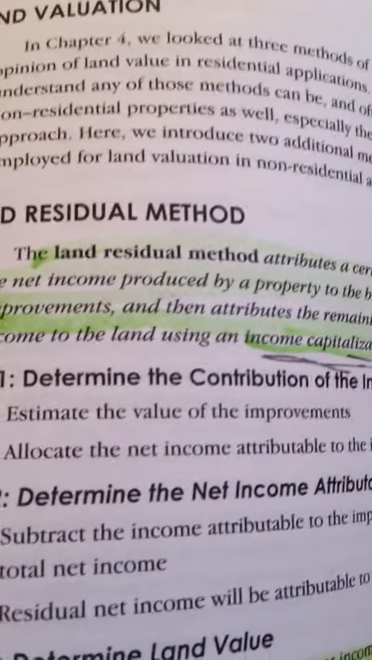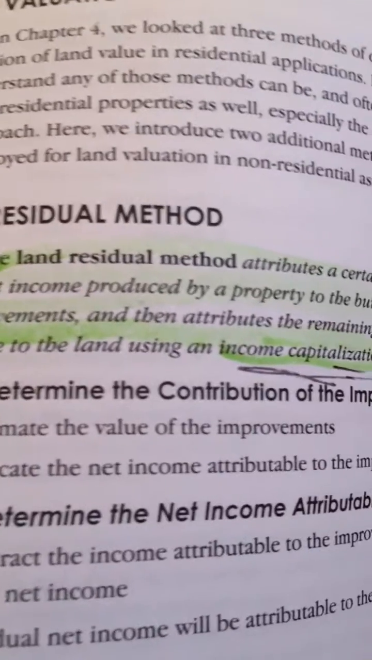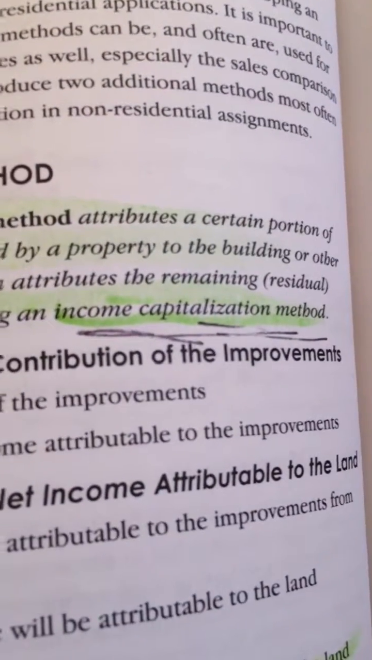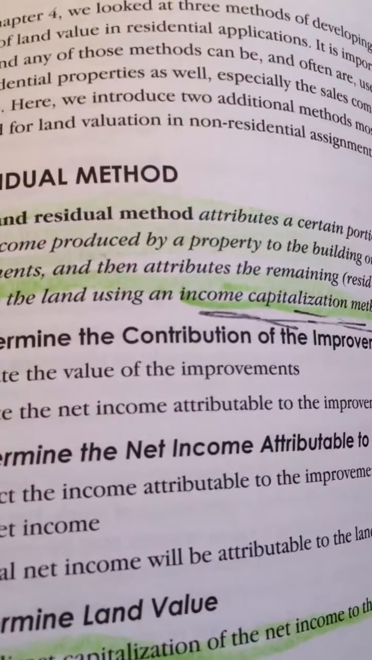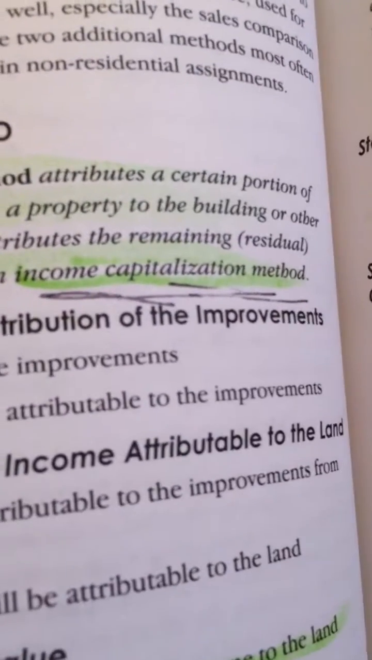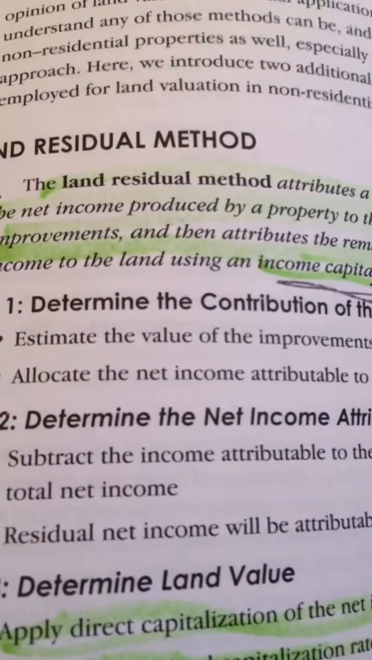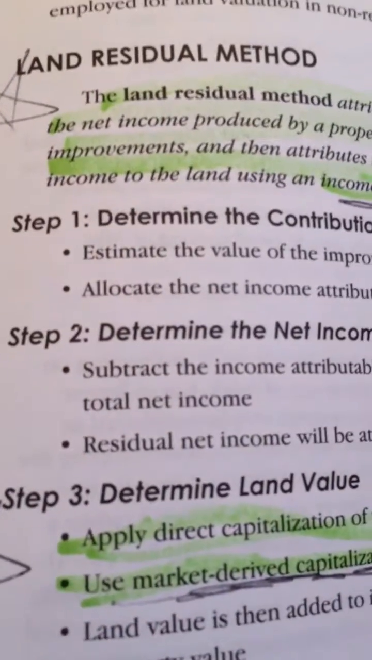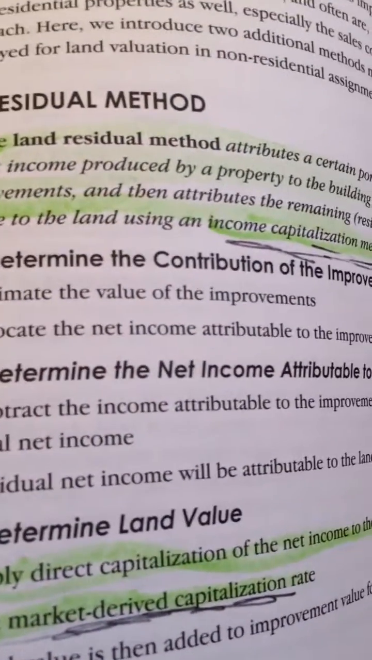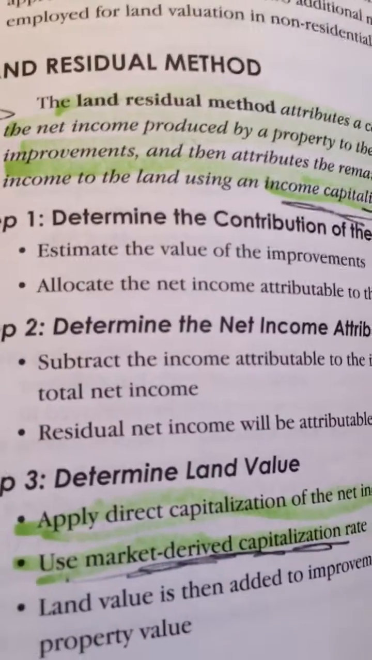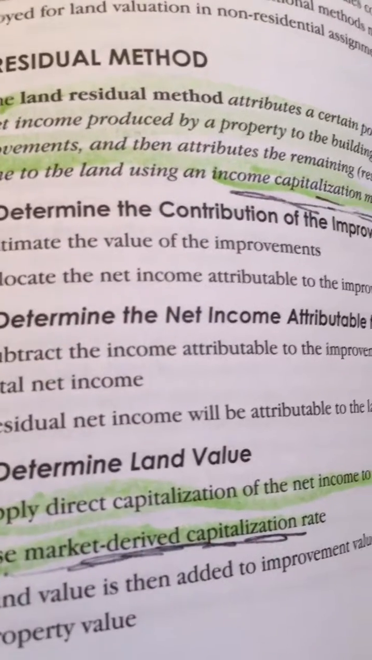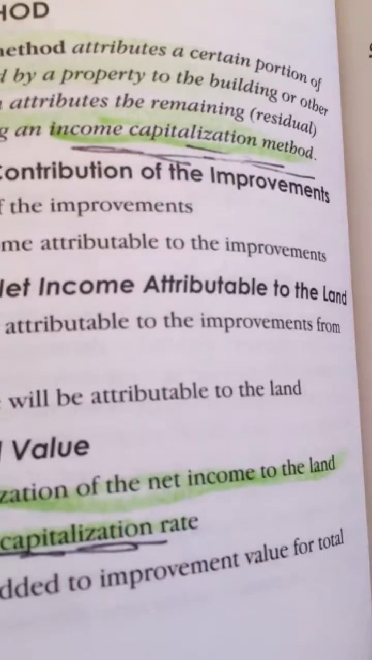Land residual method. The land residual method attributes a certain portion of the net income produced by a property to the building or other improvements, and then attributes the remaining residual income to the land using an income capitalization method. Step number 1. Determine the contribution of the improvements. Estimate the value of the improvements. Allocate the net income attributable to the improvements.